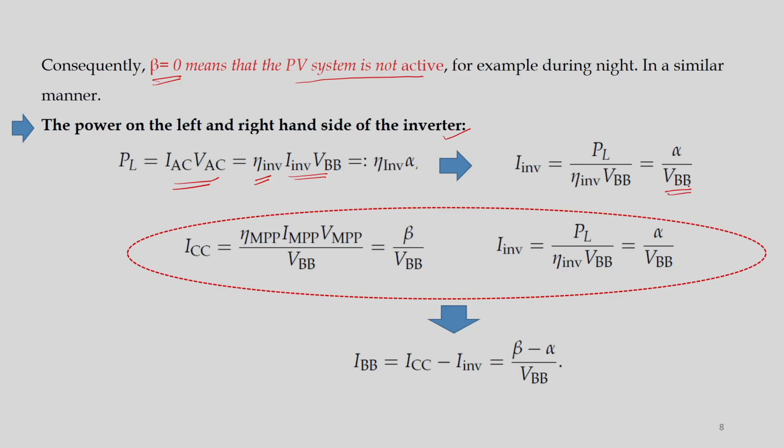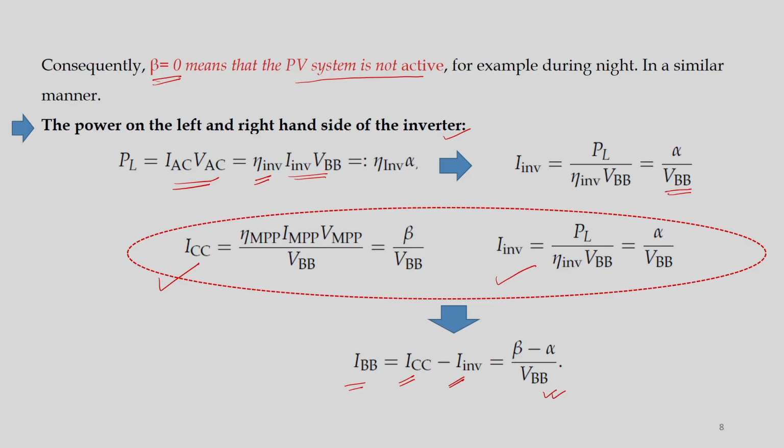Now, we have two expressions, I_CC and I_inverter. So, from here we can calculate I_BB. This I_BB is nothing but I_CC minus I_inverter, the charging current minus the inverter current, and this is nothing but beta minus alpha divided by V_BB, right.